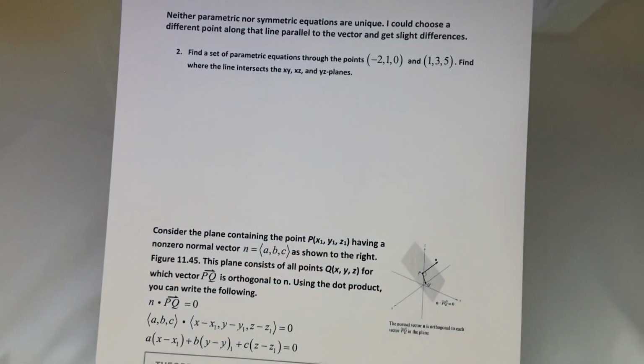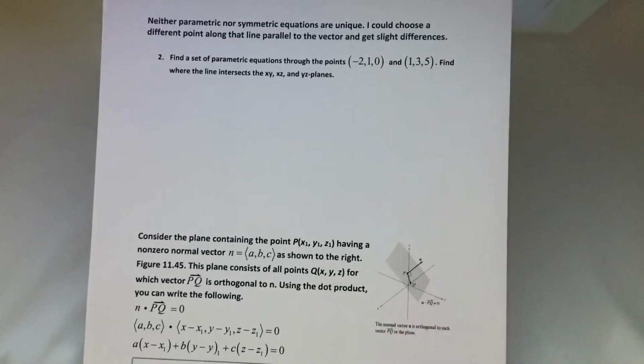Parametric equations and symmetric equations are not unique, because you could choose a different point along the line parallel to the vector and get slight differences. If you start at different points, or if you choose time or a different variable relative to time, if you went by half seconds or 10-second intervals, it would look different.